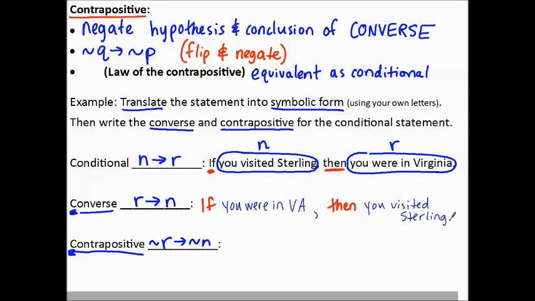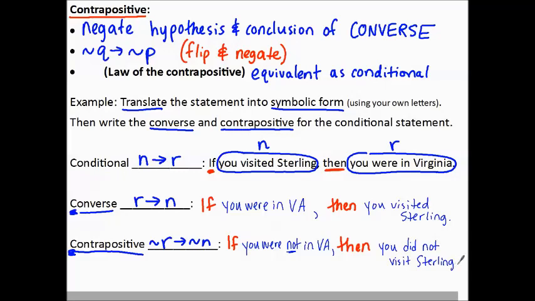The contrapositive takes exactly the order of the converse but negates it. So again, I'm beginning with if and later using then, but I'm negating this. You were not in Virginia. Then you did not, remember negating, visit Sterling.